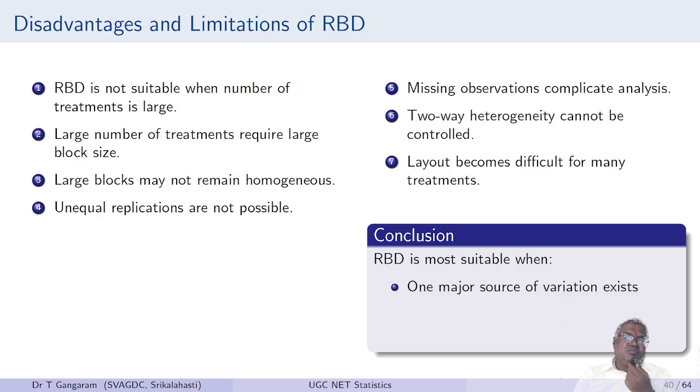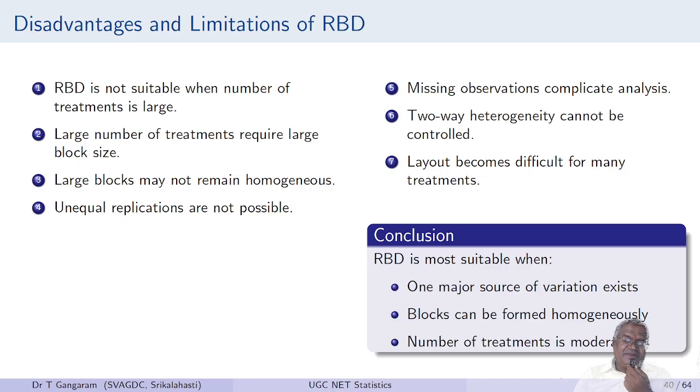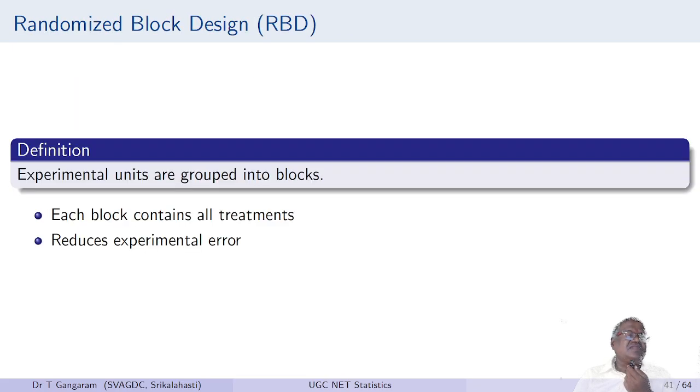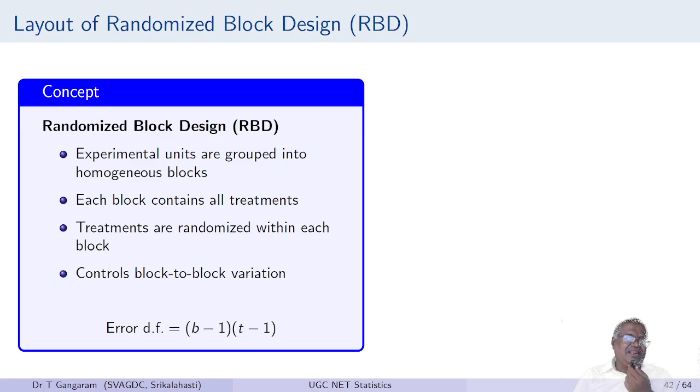RBD is most suitable when one major source of variation exists. Blocks can be formed homogeneously. This is the conclusion: number of treatments is moderate. Let us summarize the RBD. Experimental units are grouped into blocks. Each block contains all treatments, reduces experimental error.